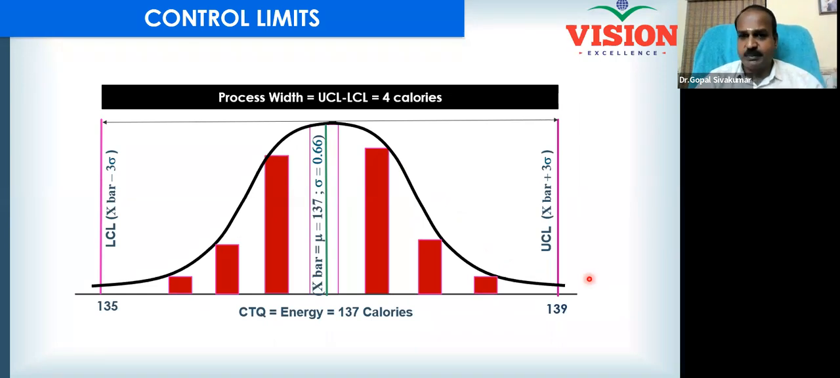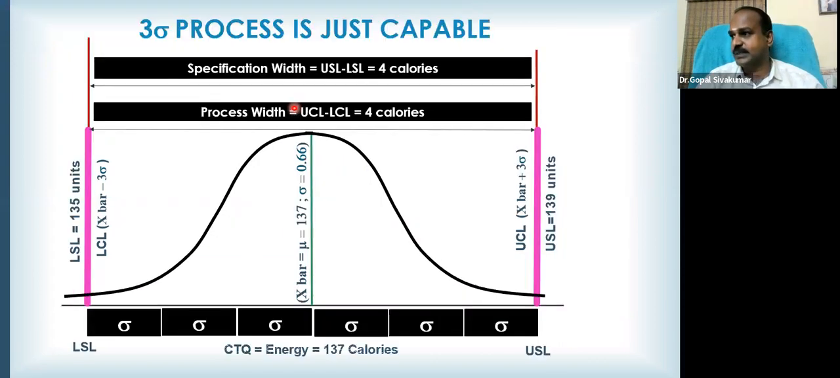In order to understand the capability, I will overlap the process width with the specification width. See here, I have overlapped. Specification width is 4 calories. Process width is also 4 calories. Now, what can you comment about the process? See here, the upper control limit overlaps with the upper specification limit, and the lower control limit overlaps with the lower specification limit. Now the conclusion is 99.73% of the milk bottles are inside the specification limit.